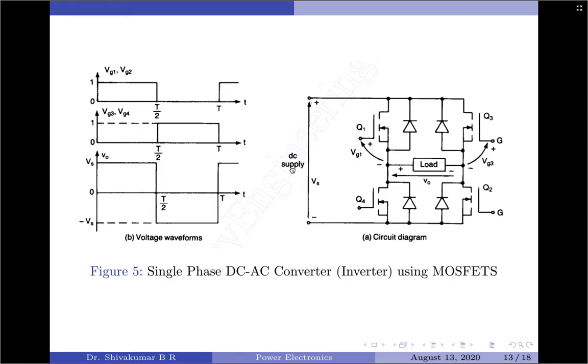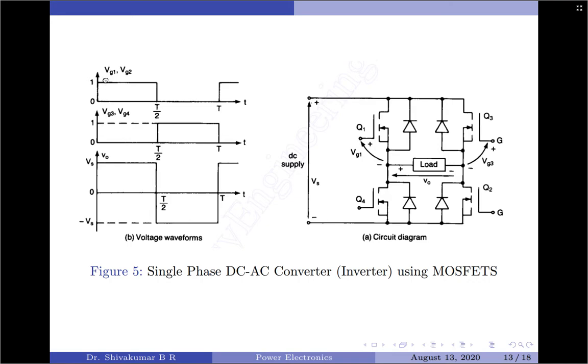The type of the input supply is DC, and the output will have a frequency, and therefore it is called AC. Since we have four transistors Q1, Q2, Q3 and Q4, we trigger two MOSFETs in the alternating arms of the bridge together in order to create a voltage across the load. For example, Q1 and Q2 are triggered together, Q3 and Q4 are triggered together. Correspondingly, we have designed the gate voltage waveforms for the MOSFETs here.